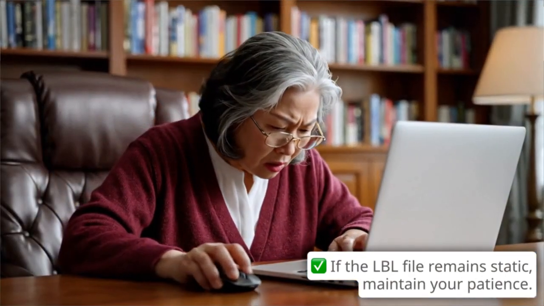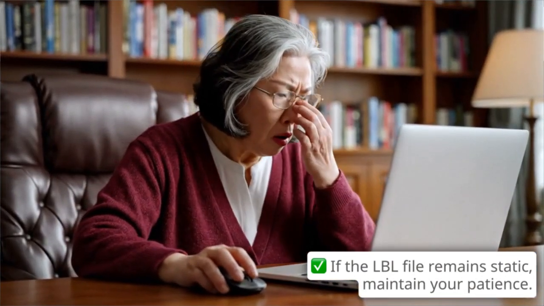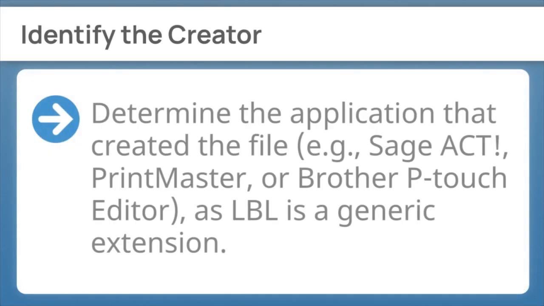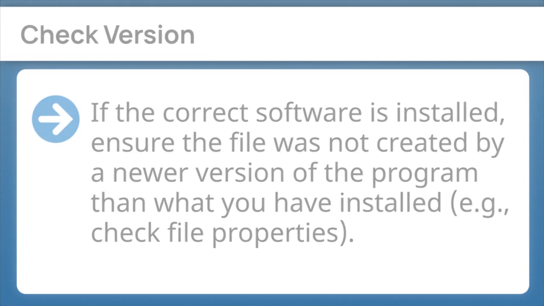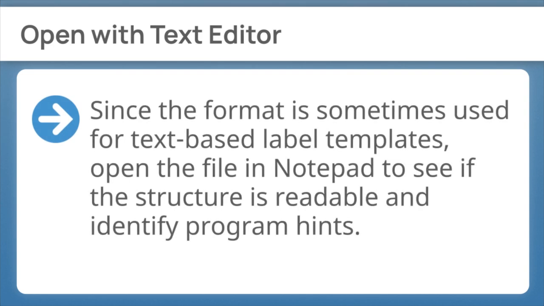Before we proceed, let's run through this short checklist to confirm key parameters. First, identify the creator. Determine the application that created the file, e.g. Sage Act, Printmaster, or Brother PTouch Editor, as LBL is a generic extension. Next, check version. If the correct software is installed, ensure the file was not created by a newer version of the program than what you have installed, e.g. check file properties. Finally, open with Text Editor. Since the format is sometimes used for text-based label templates, open the file in Notepad to see if the structure is readable and identify program hints.